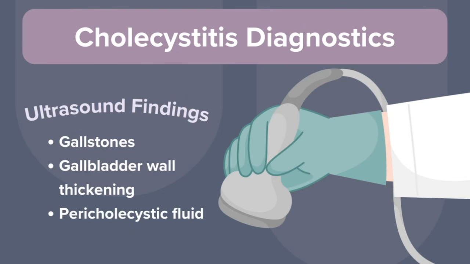So what do we expect to see on ultrasound? Gallstones, gallbladder wall thickening, and pericholecystic fluid. If you see those findings, you've confirmed the diagnosis. Now, let's say the ultrasound is inconclusive, but you still strongly suspect cholecystitis. What are we going to do next? Yes, HIDA scan. A HIDA scan evaluates gallbladder function.